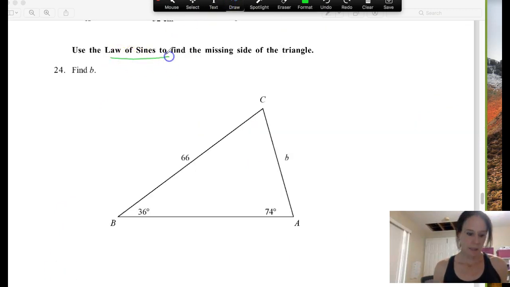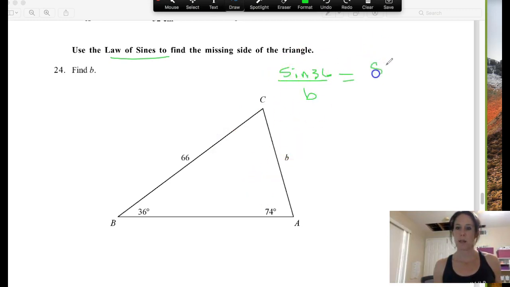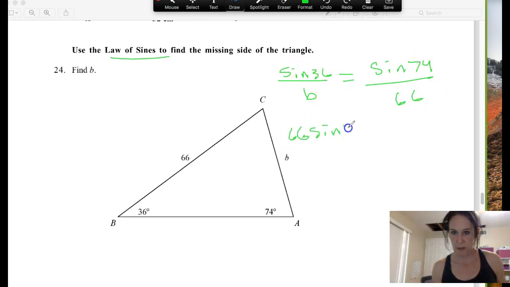Law of sines. The formula for law of sines depends on which side you have, but it's just sine of B over B equals sine of A over A. So I'm going to go sine of 36 degrees over B equals sine of 74 degrees over 66, and solve for B. Cross multiply. Basic algebra. So 66 sine of 36 equals B times sine of 74. Then my last step to solve for B, divide by sine of 74.